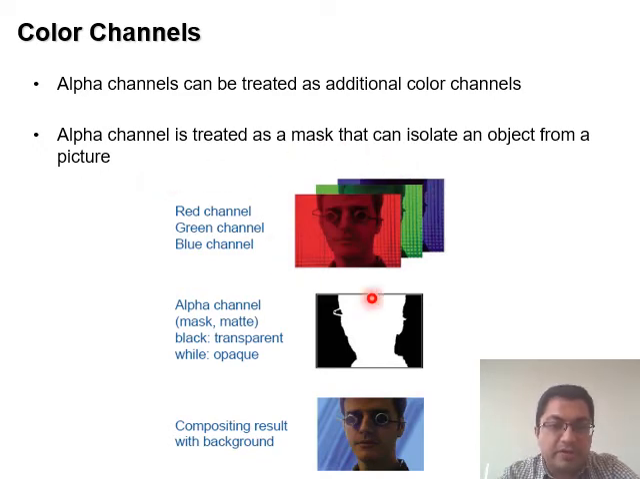So for example, this is an image of someone's face. And this image here is represented in the form of red, green, and blue channels. We're just coloring the red with the red color, the green with green, and blue with blue, just for representation. Now what if you would like to extract the face from the image?